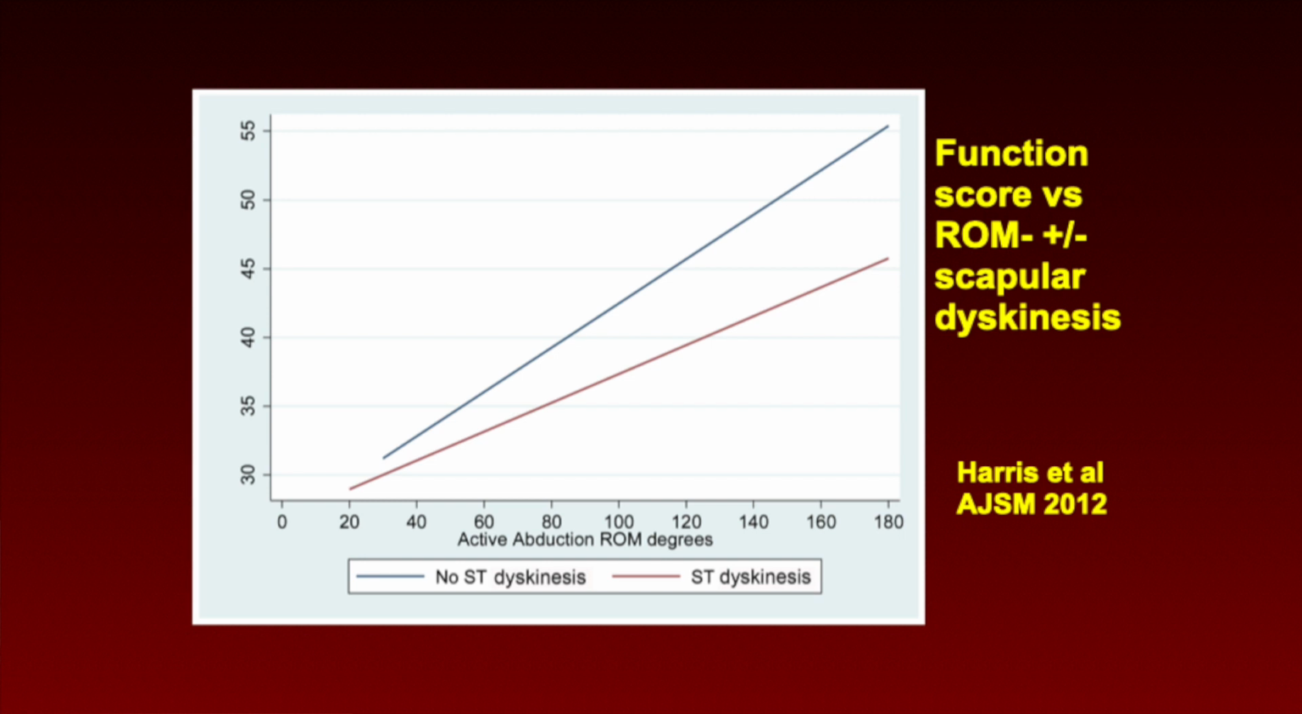Also, this function score versus range of motion, whether you have scapular dyskinesis or don't, is a huge difference. If you do not have scapulothoracic dyskinesis, your function score versus range of motion has a higher slope and reaches a higher value than if you have scapular dyskinesis.